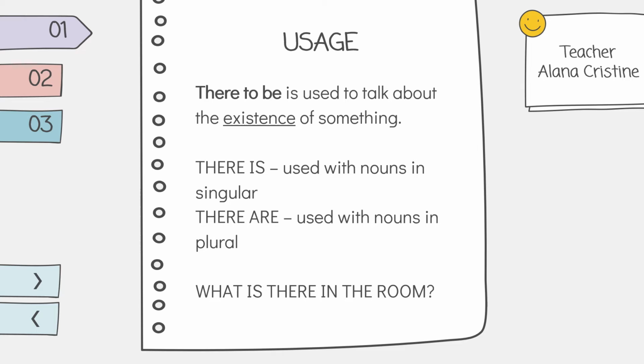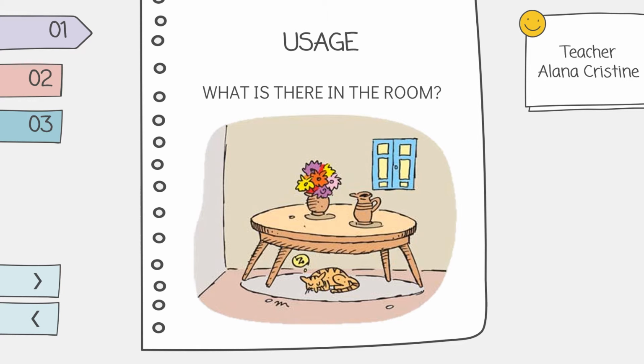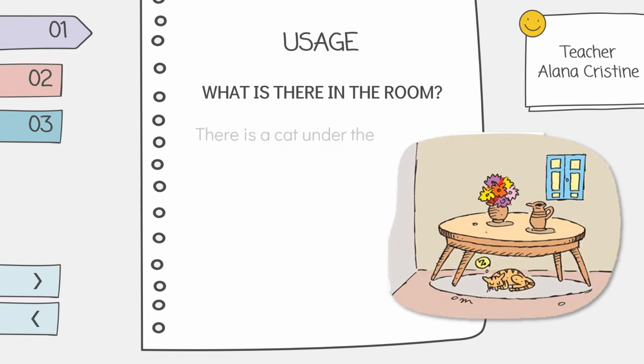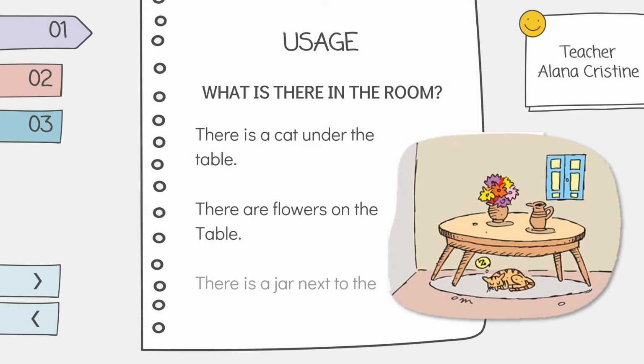So, let's take a look again and tell me, what is there in the room? Look at this picture. What is this? This is a cat. Is there a cat in the room? Yes, there is. And where is the cat? The cat is under the table. So there is a cat under the table. There are flowers on the table. There is a jar next to the flowers.